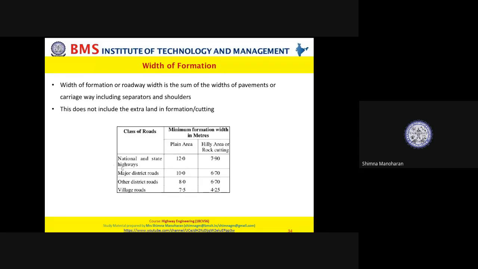So for NH, this is also from IRC. For NH and SH, 12 meter in plain area, and for hilly area, 7.9 meter. Major district road, 10 meter and 6.7. Other district road, 8 meter in plain area and 6.7 for hilly area. And for village road, 7.5 meter in plain area and 4.25 in hilly area.